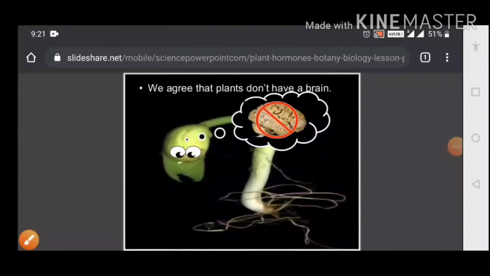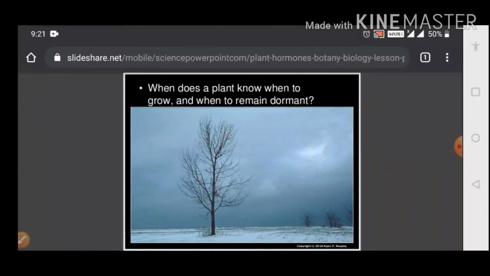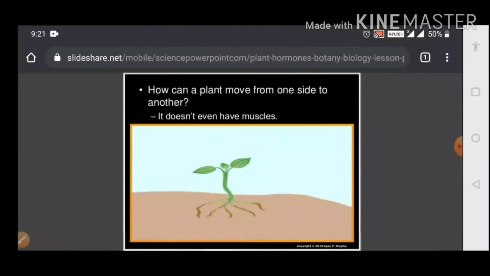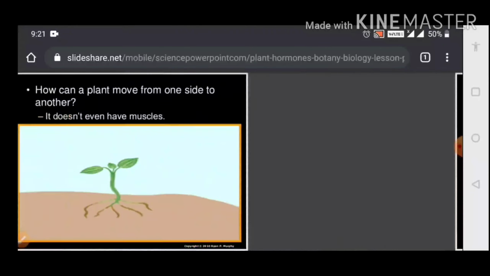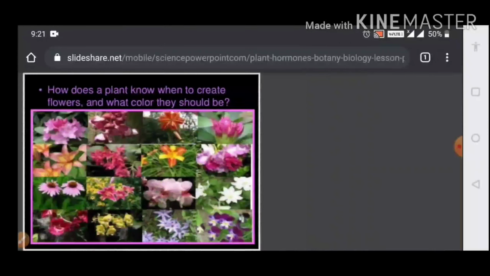Students, by this time it is clear that plants do not have a brain, right? Then answer me these questions. How does a tree know when to drop its leaves? How does a plant know when to grow and when to remain dormant in adverse conditions, in bad weather? How does a tree know when spring has arrived and it's time to create the newly formed buds? How does a plant know which side to move? How does the plant know which color the flowers should bear?